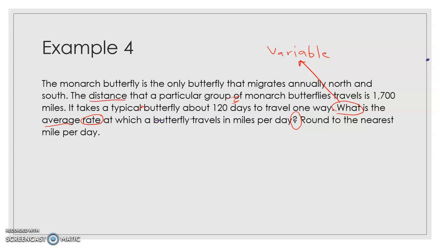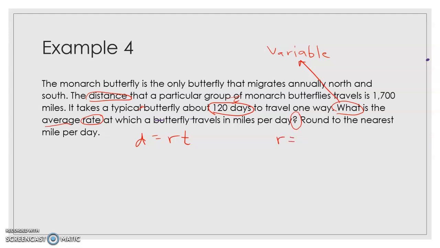Distance. Okay? Let's see if I can find time. Well, I don't see the word time, but this 120 days, right? It talks about days. Days is time. So I've got distance, I've got rate, and I've got time. So I'm going to use this equation. D equals rate times time. And they're asking you, what is the average rate? They want you to solve for or isolate your rate.